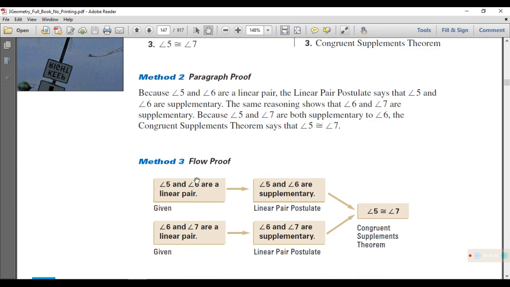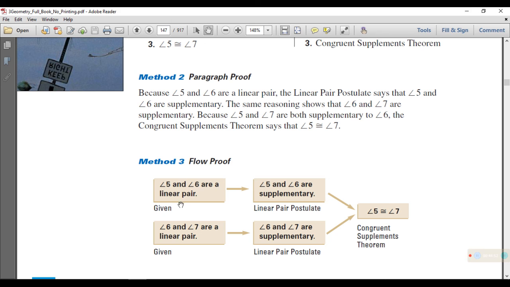Ngayon, ano yung sinasabi ni flow proof? So, si flow proof, you will start with the given. Nasa baba nung statement, yung reason. So, 5 and 6 are a linear pair. The reason is because it is given. 5 and 6 are supplementary. The reason is because of the linear pair postulate.